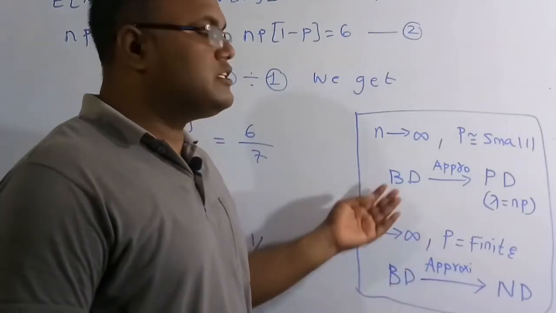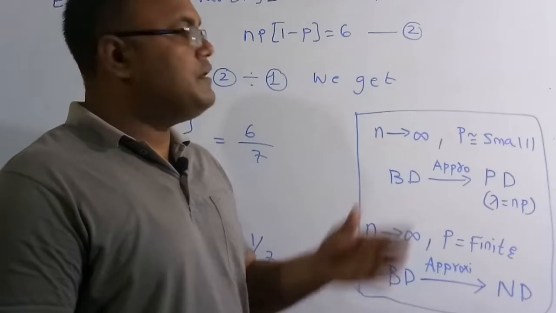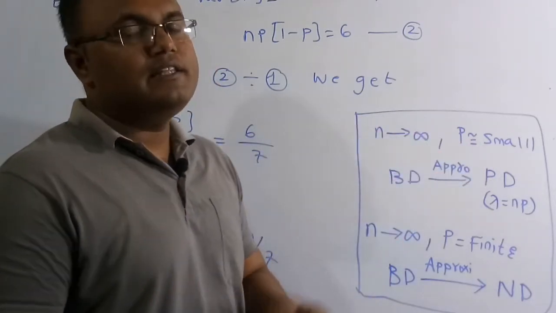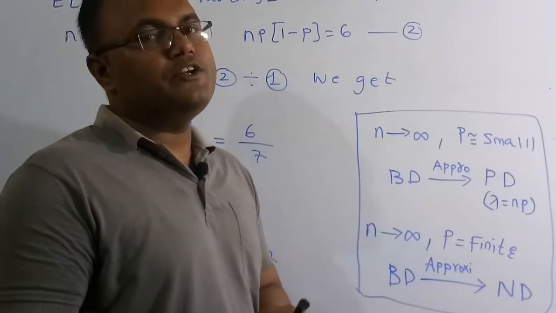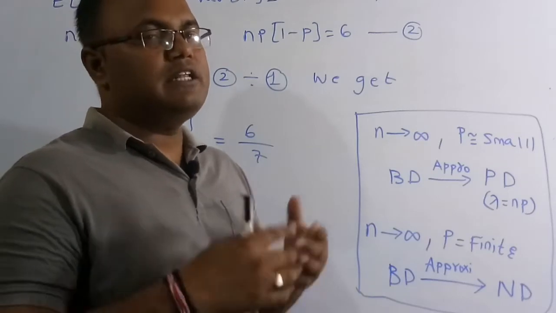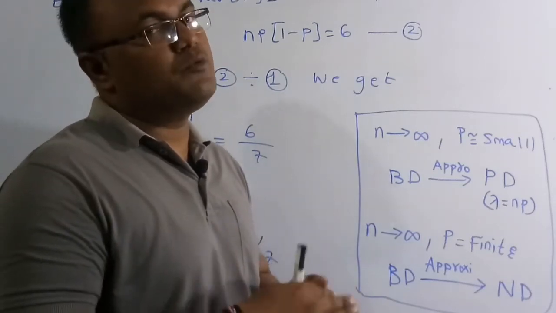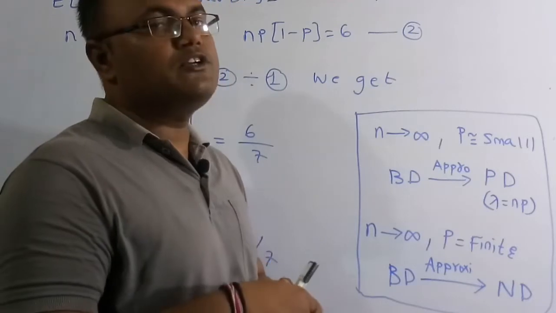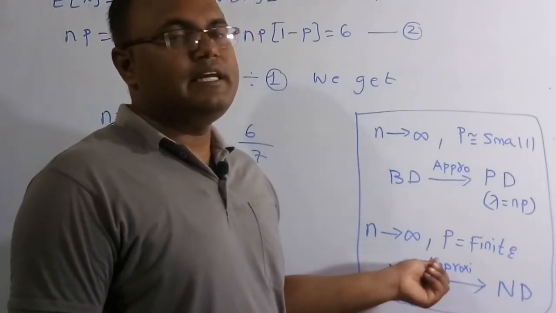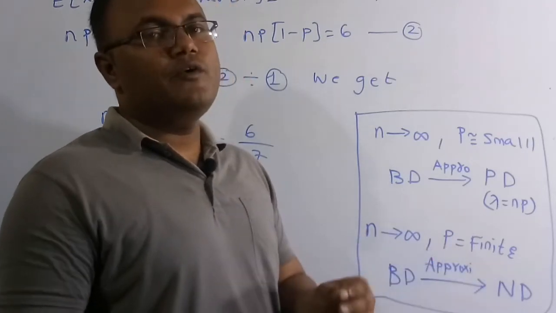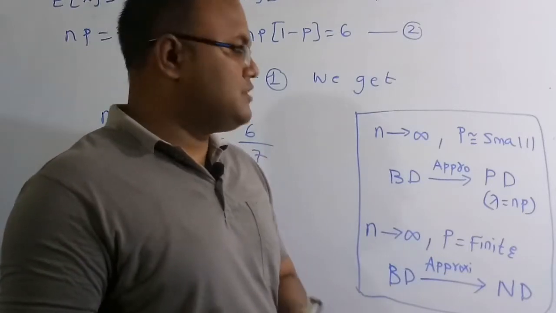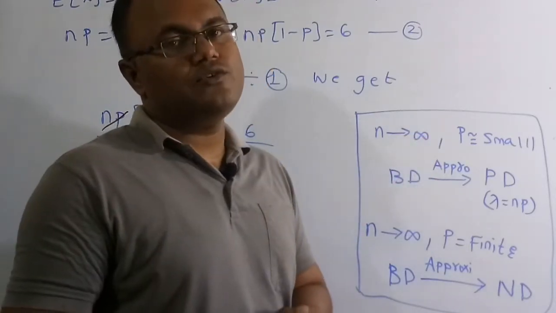So these are the two things that you always have to remember. Whenever the number of trials is infinite and the probability of success is very small, we approximate the binomial distribution into the Poisson distribution. Similarly, if the number of trials is infinite and the probability of success is a finite value, we approximate the binomial distribution into a normal distribution. So whenever n tends to infinity and p is a finite value, we approximate the binomial distribution into a normal distribution. These are the important points that you always have to remember.